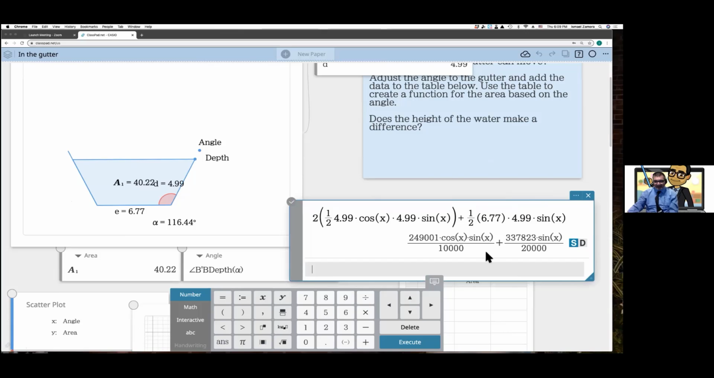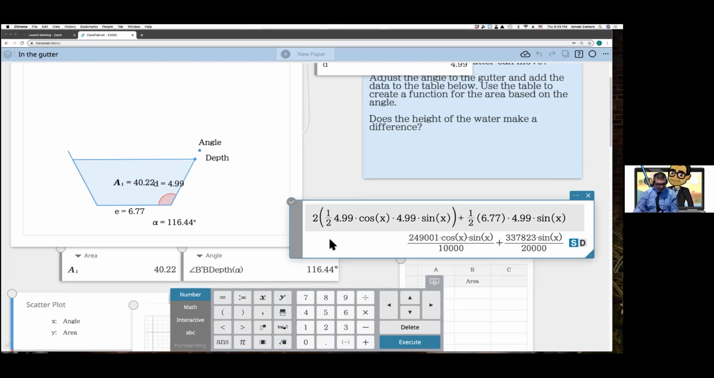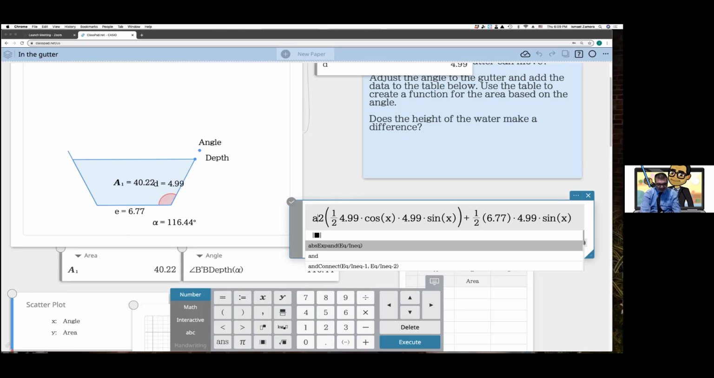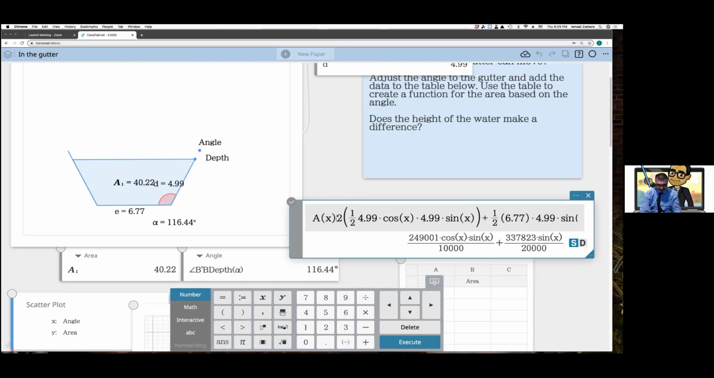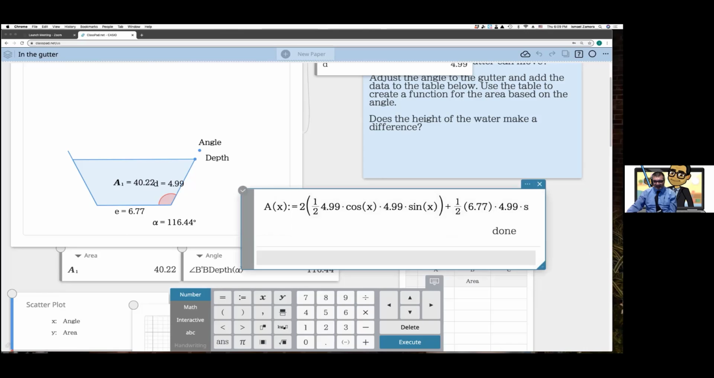So right now, that's not telling me a whole lot of anything. What I do know is that the maximum or minimum is going to occur when this function goes to 0. So I'm going to give this a name. I'm going to call it A of x. And I will define that variable. I'll use the colon equals, which locks it in. It is a function of x in terms of the angle.